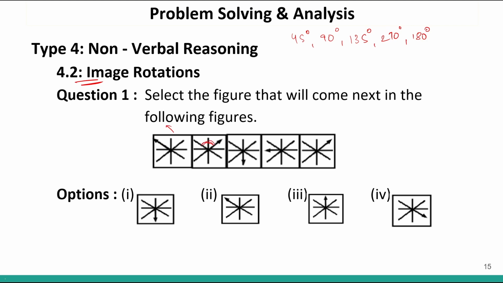This rotated by how much? 90 degree. Again from here it went here. Now another way to look at it. If you remember the directions, this is north, this is south, west and east. This arrow is in the northwest. Then it is in the northeast. Correct? Northwest and northeast. Then it is in the south. So this is moving in the clockwise direction.